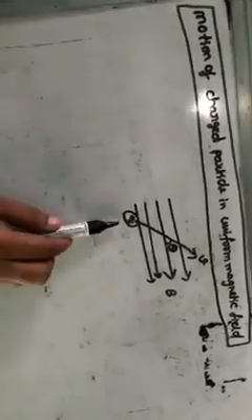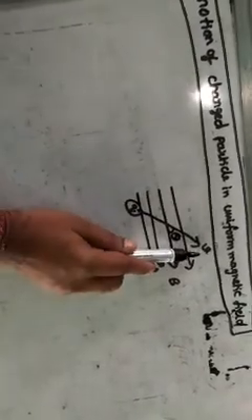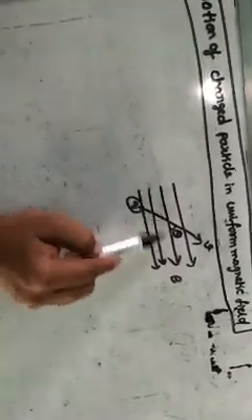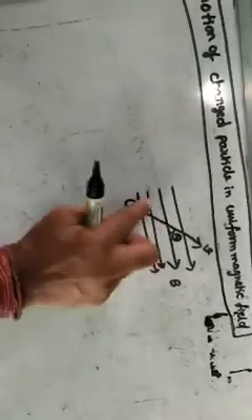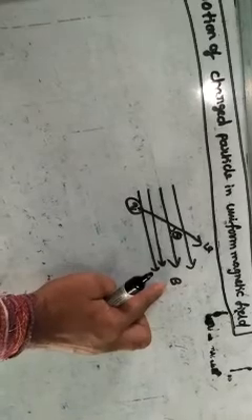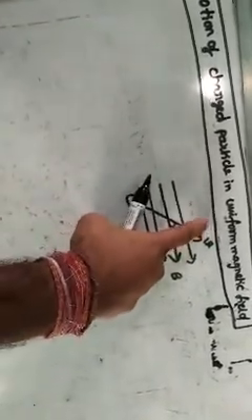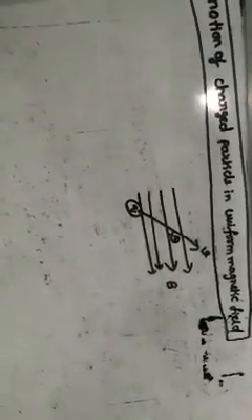Consider a charged particle q of mass m moving with velocity v, making an angle theta with the uniform magnetic field of induction B. You know very well this parallel beam of lines indicates a uniform magnetic field. Theta is the angle between the velocity of the charged particle and the magnetic field.